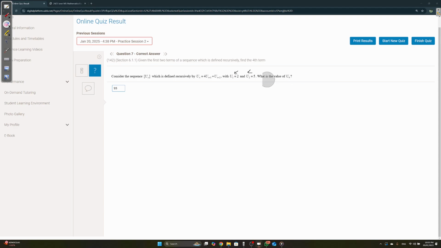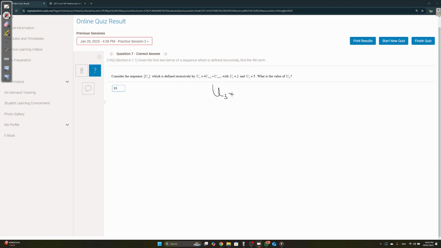Whenever you have recursive definitions, you have to work your way up, okay? You can't just directly find u4, because u4 would be equal to 4 times u3 plus u2, right? Because I'm just substituting n as 4, right? So what's the problem here is I don't have u3. So this is what I mean when I say you have to work your way up.